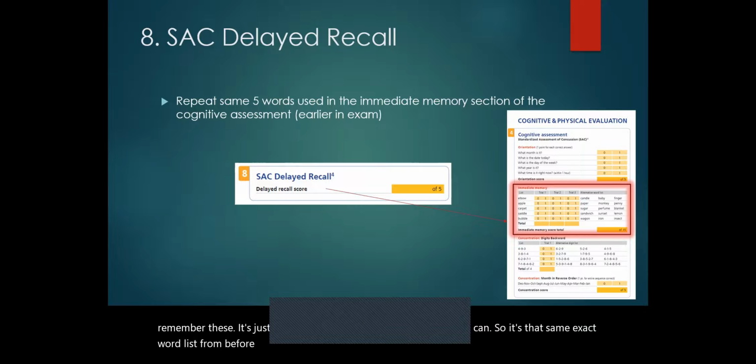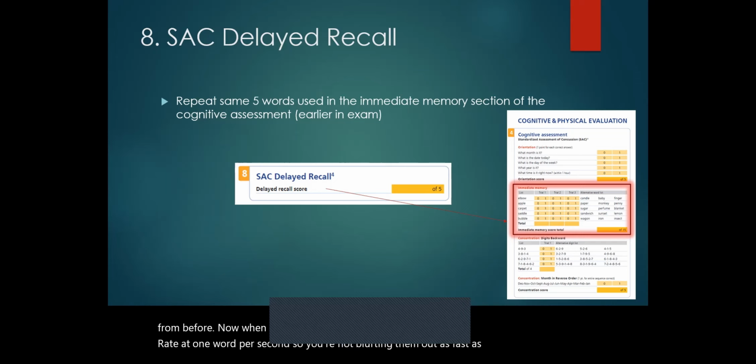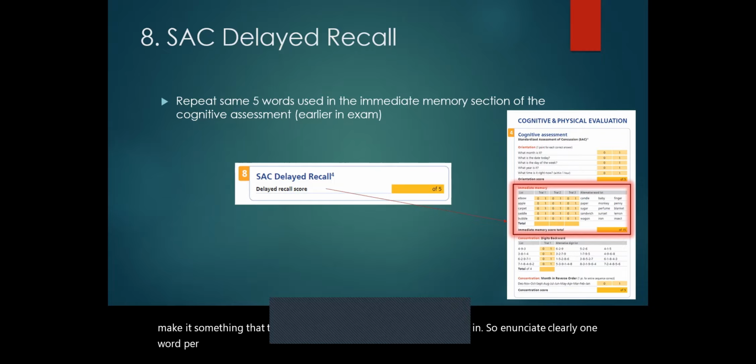Now, when you read them initially, it was at a rate of 1 word per second. So you're not blurting them out as fast as you can. You need to make it something that the athlete can actually achieve and succeed in. So enunciate clearly, 1 word per second. Again, if you're making your own word list, use completely unrelated, 2-syllable words.